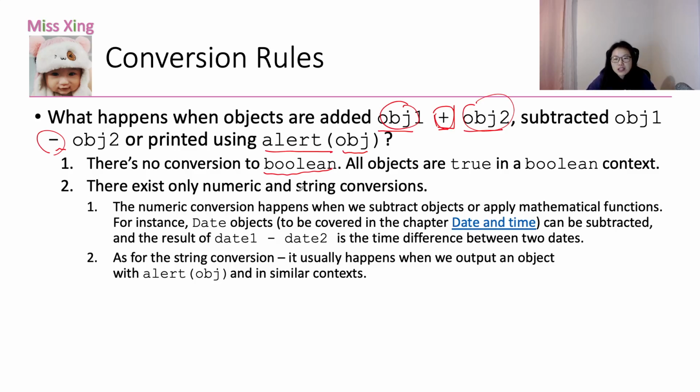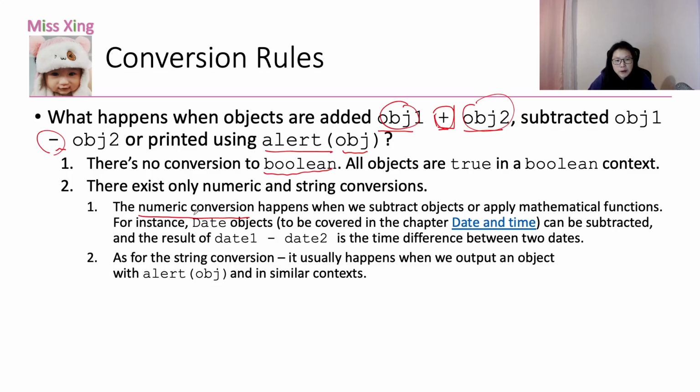This is talking about how sometimes our object will convert into a number, and sometimes it can be converted into a string. Here we have two examples. The first one shows what a numeric conversion is and when it's going to happen. Suppose we subtract objects or apply mathematical functions. In that case, we have to do the object to number conversion.